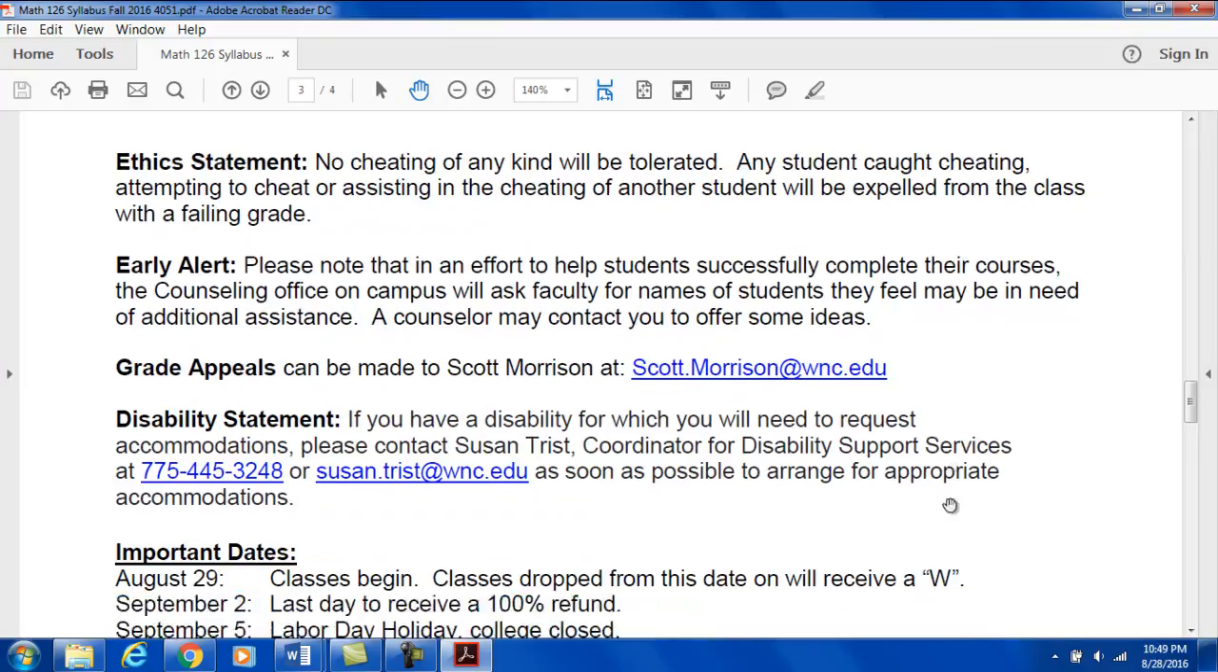Ethics statement. No cheating of any kind will be tolerated. Any student caught cheating, attempting to cheat, or assisting in the cheating of another student will be expelled from the class with a failing grade. Sadly, I've been having to do more and more dealing with cheating issues, and it's not making me happy. I really hope we don't have to do that with this group. Your honor and integrity is really an important thing you want to hold on to.